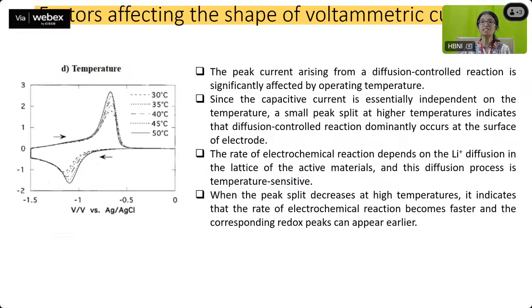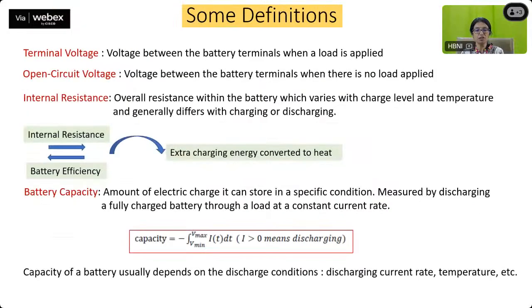So when the peak split decreases at high temperature, it indicates that the rate of electrochemical reaction becomes faster and the corresponding redox peaks can appear early. So this is how temperature affects the shape of the voltammetric curves.